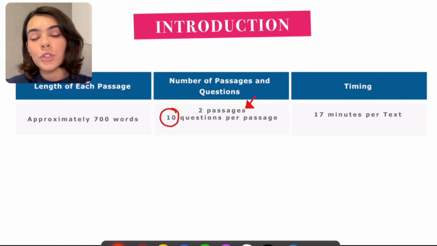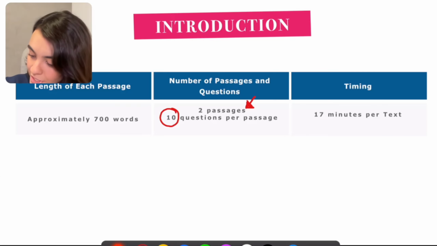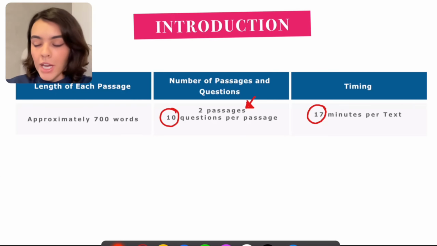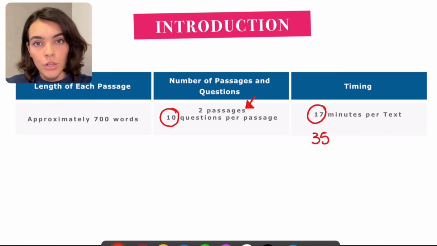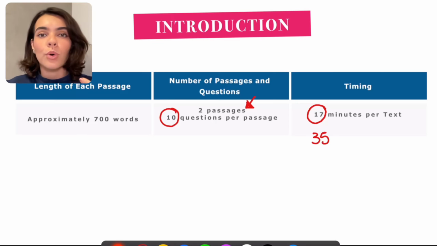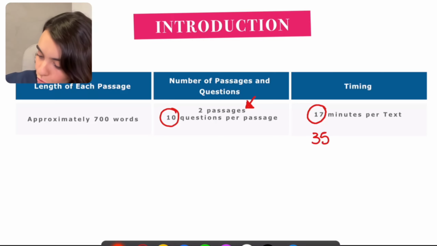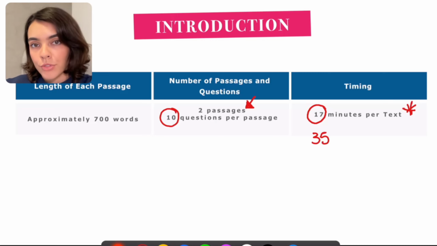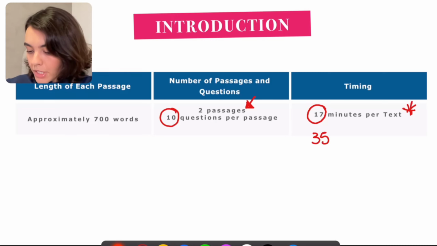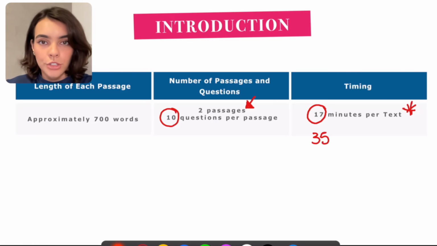How much time do you have per passage? You have 17 minutes per passage, 35 minutes in total. Okay, and time is of the essence, so it's very important for you to know that this is the amount of time you have. All right, so it's 17 minutes to read the passage and answer the questions.